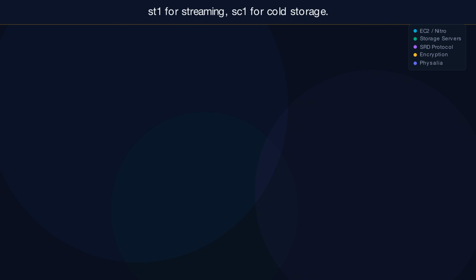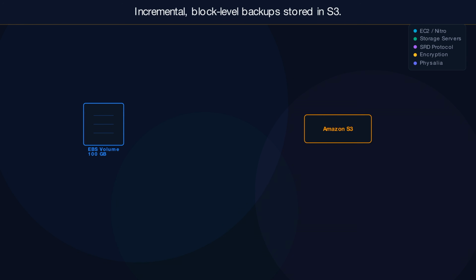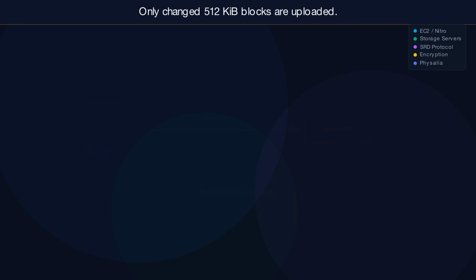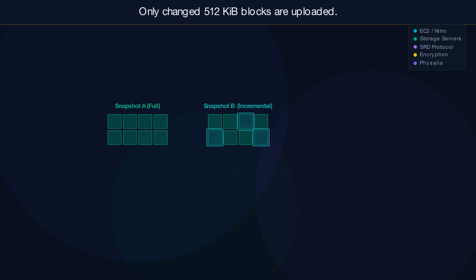EBS snapshots are point-in-time backups stored in Amazon S3. But here's the clever part. They are incremental. The first snapshot copies all blocks from the volume. Every snapshot after that copies only the blocks that changed since the last snapshot. EBS tracks changes at the block level using 512 kilobyte blocks.